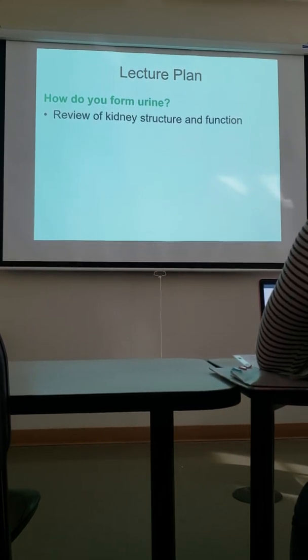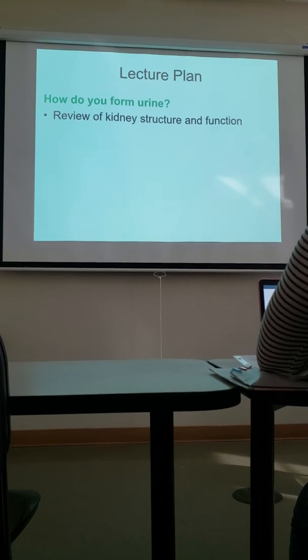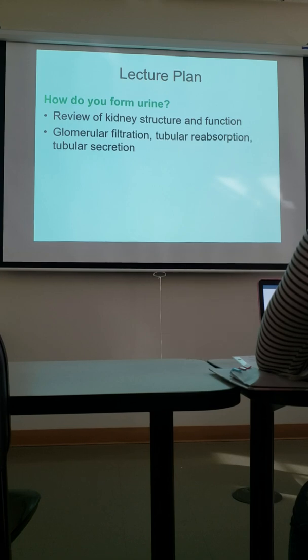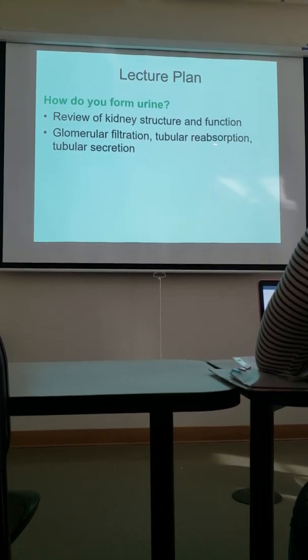To do that, we're going to first quickly review the kidney structure and the basic function. Then we'll go through the 3 steps in how we form urine, and that's glomerular filtration, tubular reabsorption, and tubular secretion. All right.